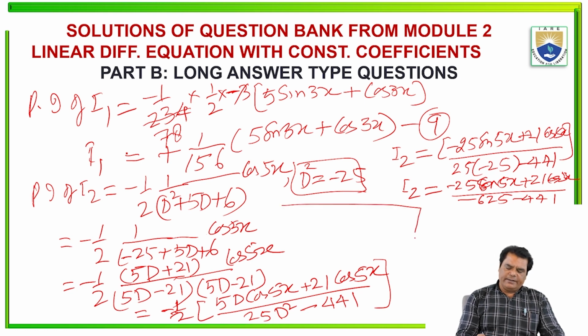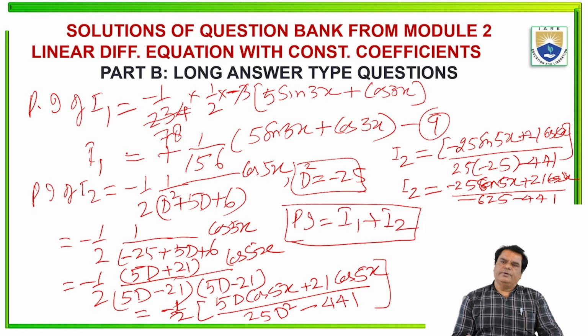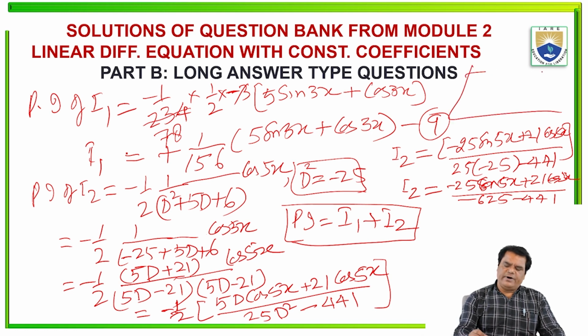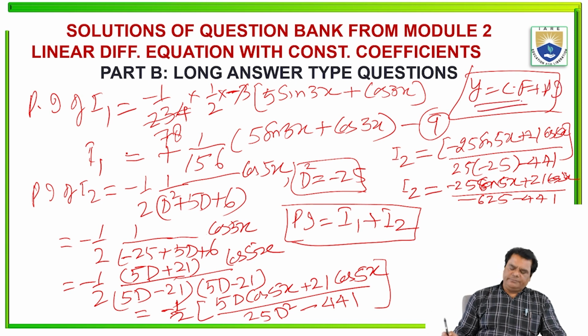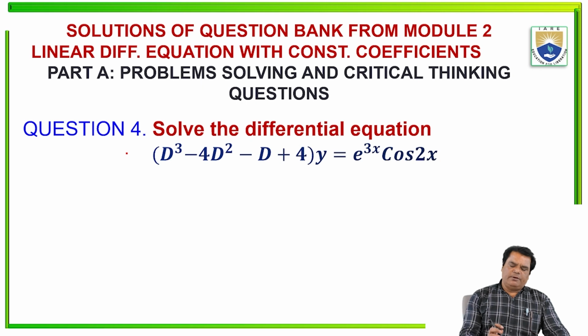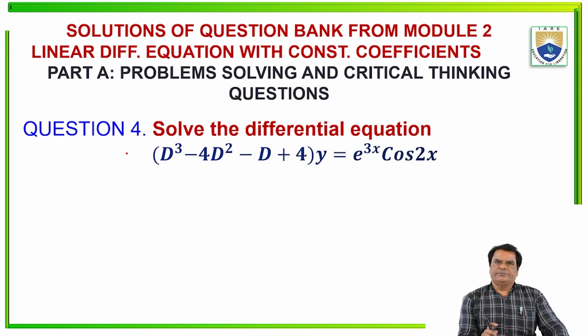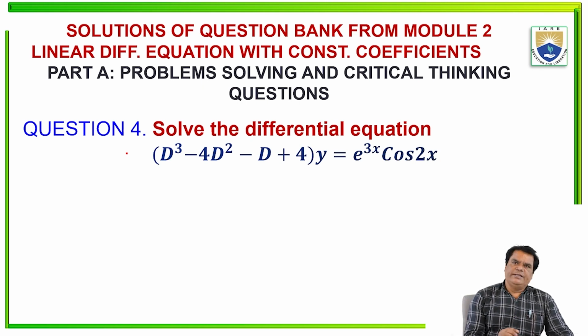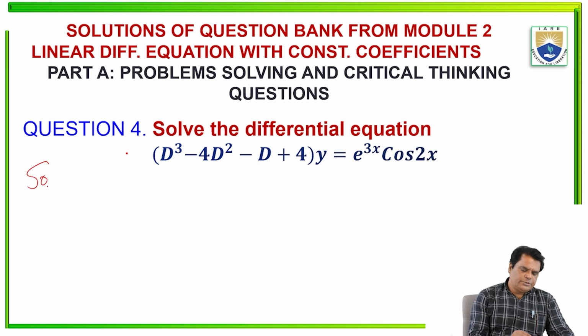Final PI here is I1 plus I2, and the complete solution y is equal to CF plus PI. This is the complete solution. Okay, now the last problem of this question, I am putting here, this is a very easy problem.